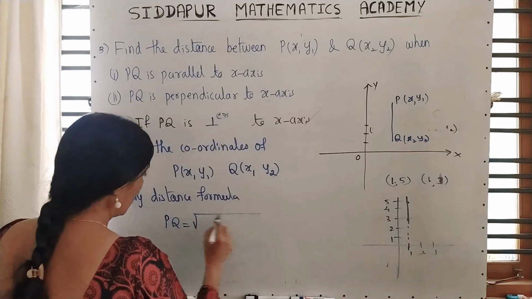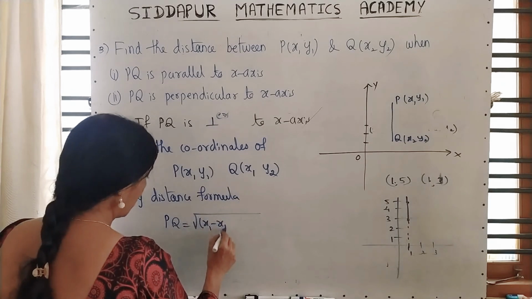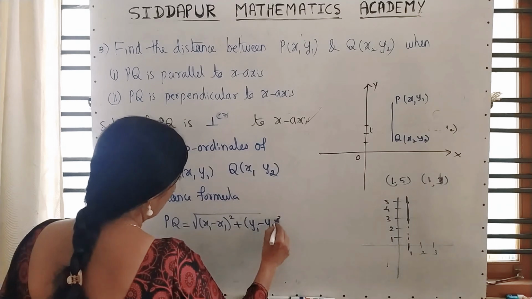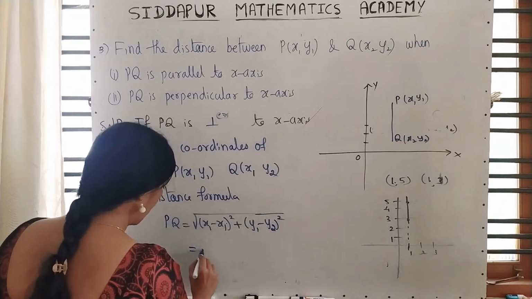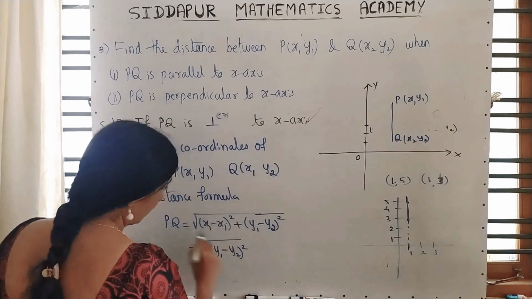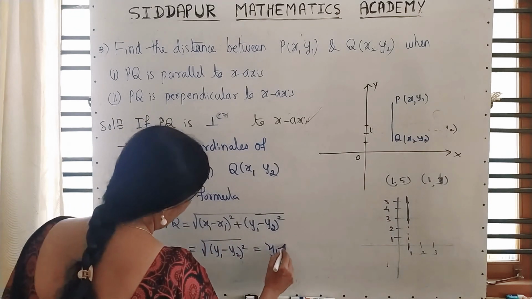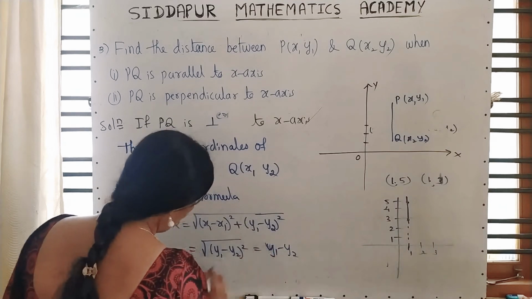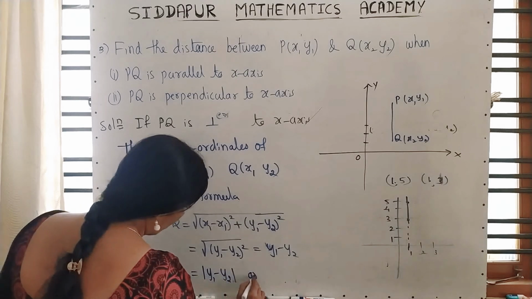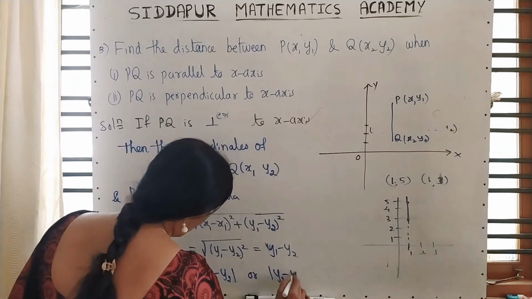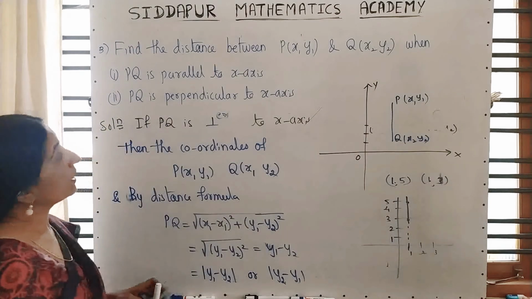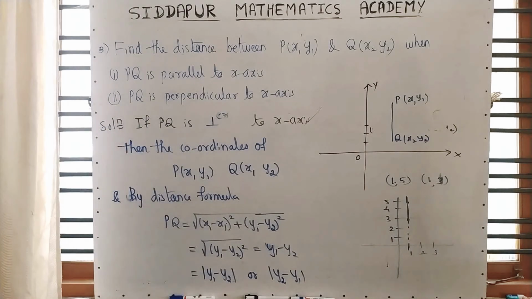PQ is equal to root of (x1 minus x1) whole square, (y1 minus y2) whole square. Any of this becomes 0. x1 they get cancelled. It is y1 minus y2. Or we are writing modulus of y1 minus y2 or y2 minus y1. This is how we are solving. Moving to the next question, that is the fourth one.